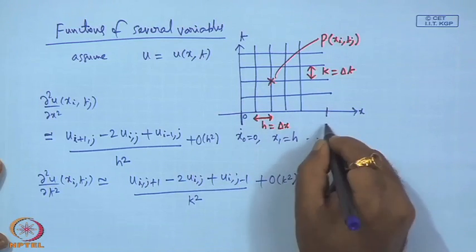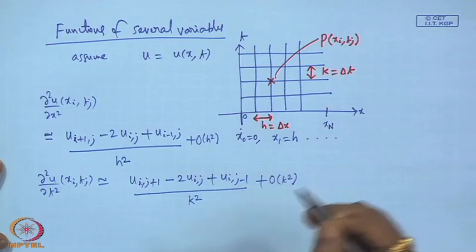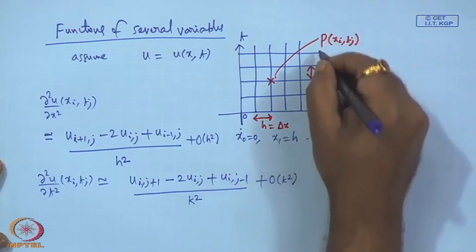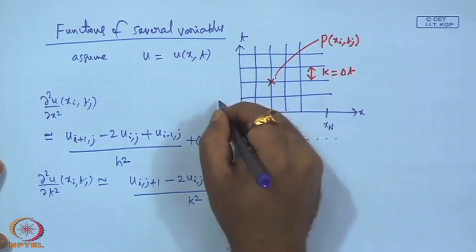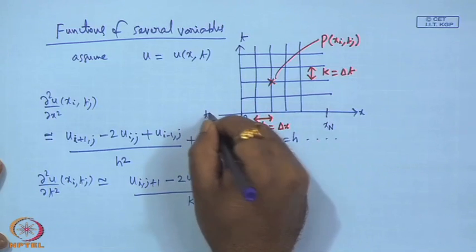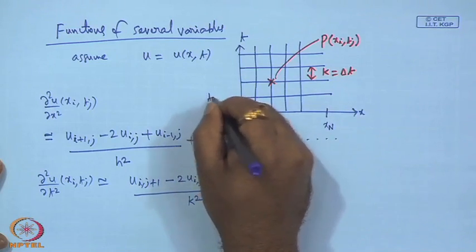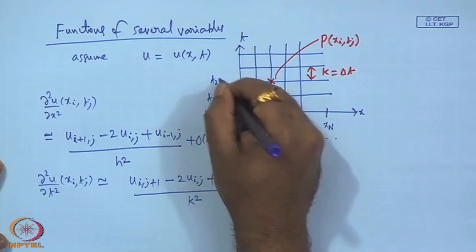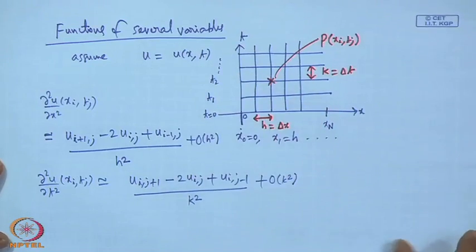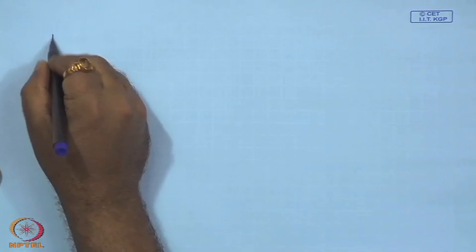Until we reach the boundary. Okay. Similarly, at different time levels. So, this time level corresponds to say t equals 0, then this is t 1, t 2. Okay. Right.